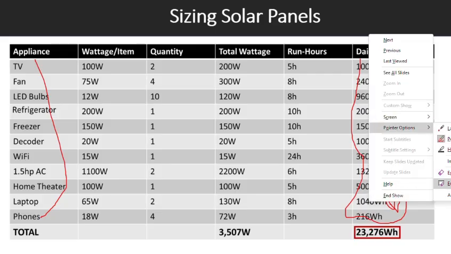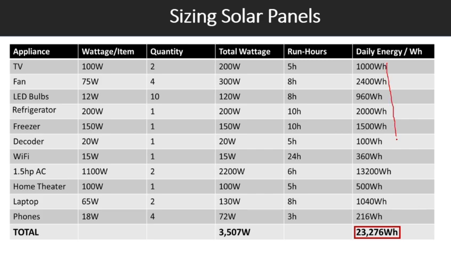Let me clear this drawing. This is how I summed this column, these figures here, and it gave me 23,276 watt hours. This is the total daily energy consumption for all these appliances. They are consuming 23,276 watt hours per day. That's every day. When these appliances run for this number of hours, they consume this total daily energy.